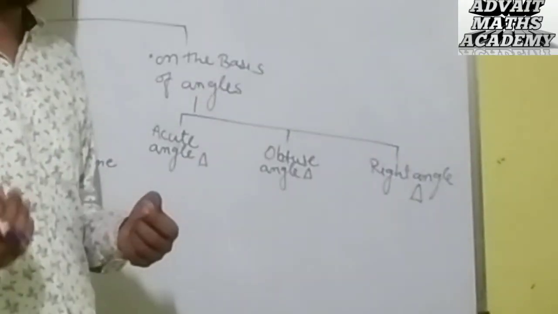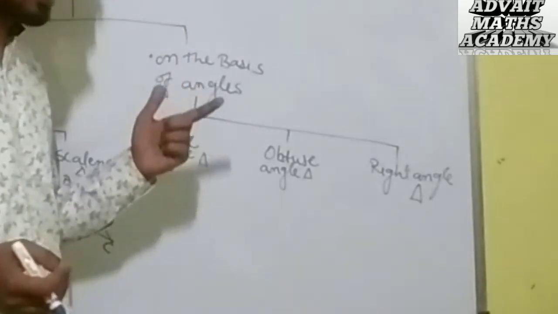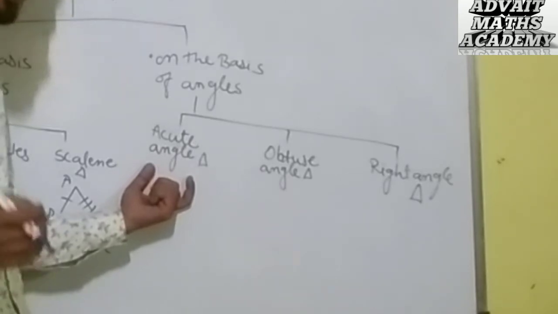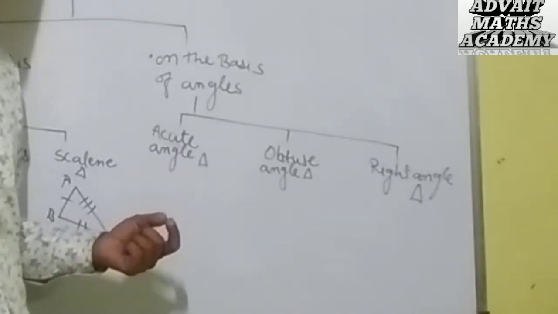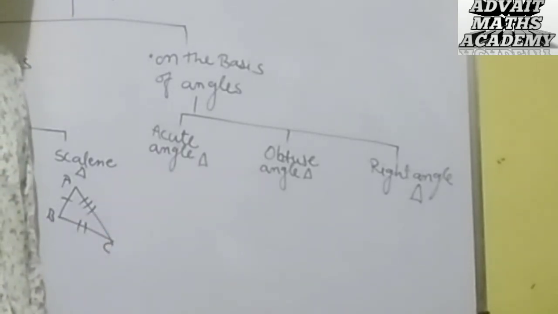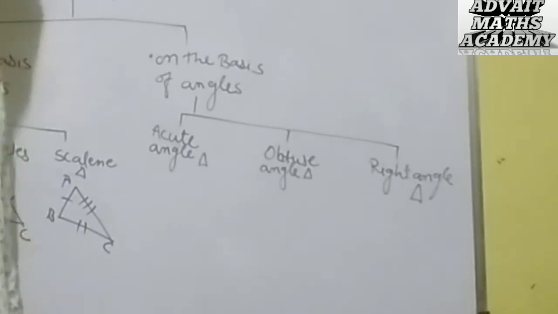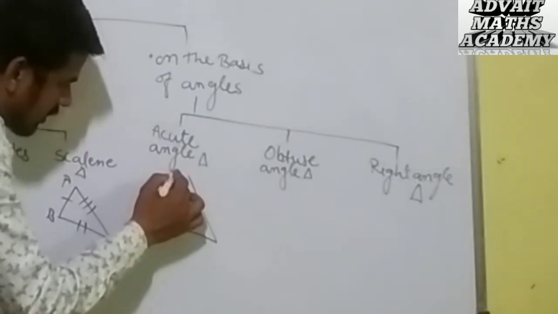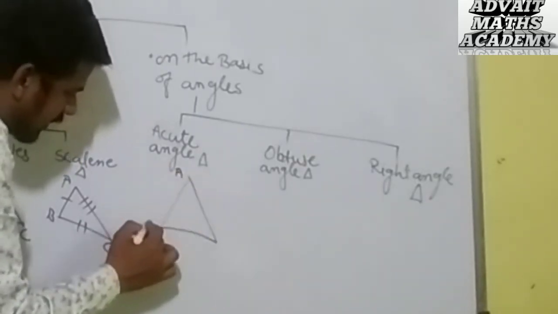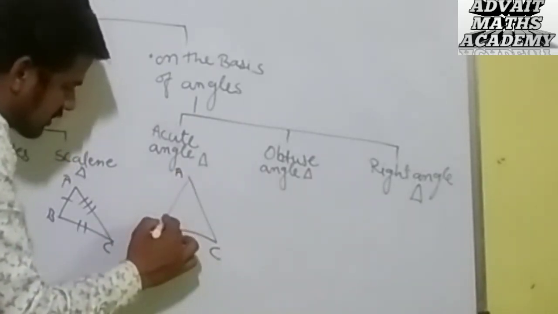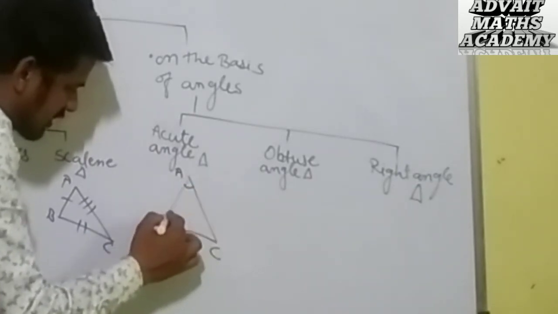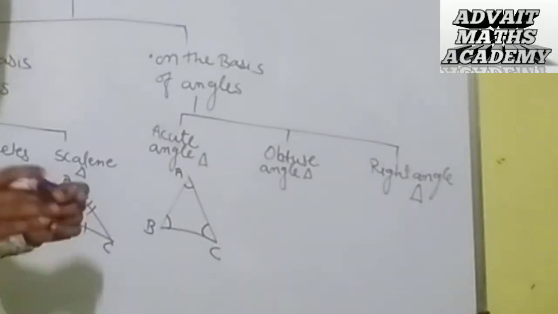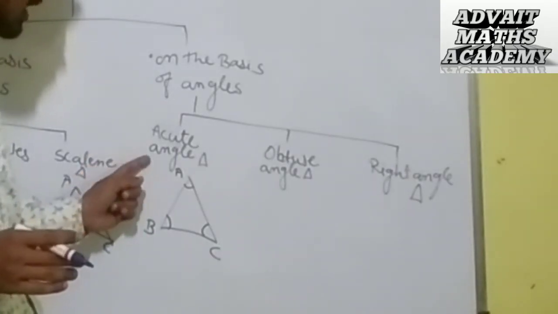Now we will discuss on the basis of angles. First one is the acute angle triangle. In an acute angle triangle, all angles are less than 90 degrees. See figure ABC. In that, all three angles are less than 90 degrees. That time you have to say that this is an acute angle triangle.